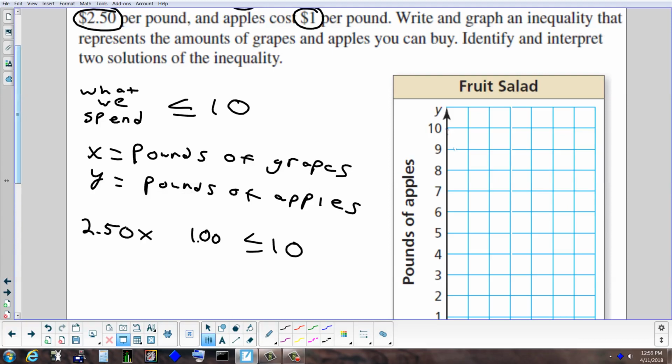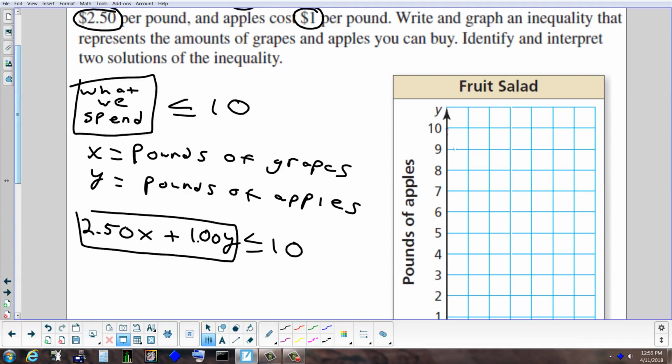It's y. It does work if you just do 2 pounds of grapes and 5 pounds of apples. That's how much we're gonna spend on grapes. That's how much we're gonna spend on apples. What do we do with the two? We add them. So this part right here is what we're gonna spend. That's how much we spend on grapes, and that's how much we spend on apples.